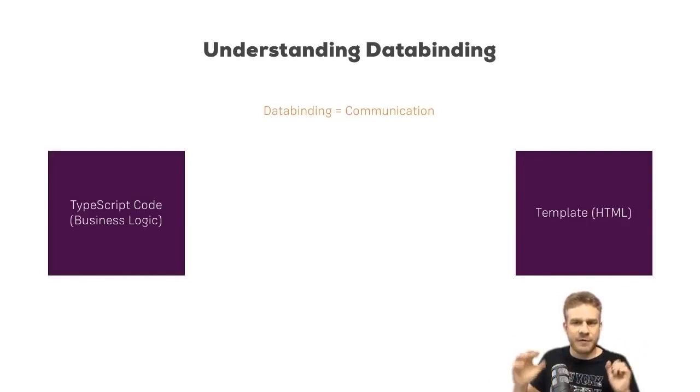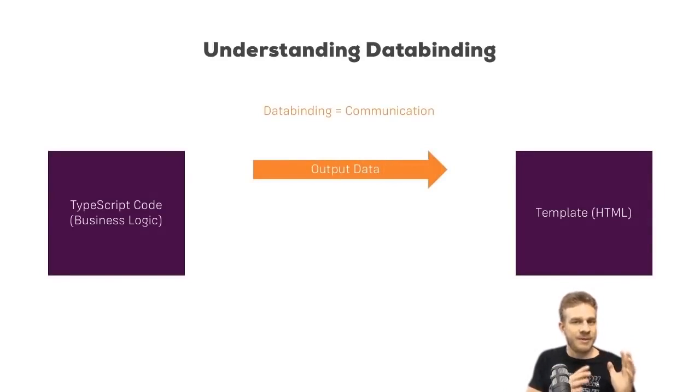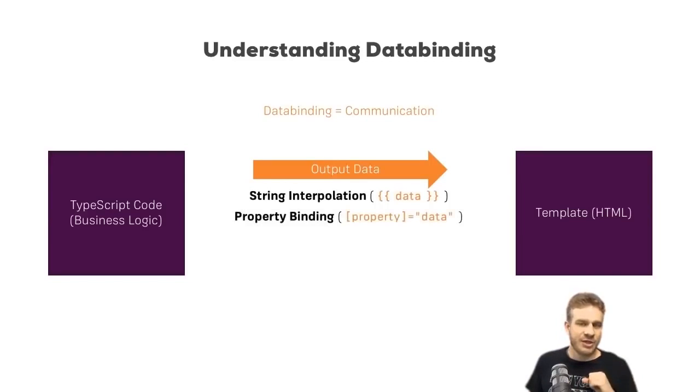And the only thing the user sees is the template. So we need some kind of communication between both pieces to be able to really, well, do something in our app. That is where data binding comes into play because it is responsible for this communication. We get different ways of communication now. For example, we want to output data from our TypeScript code in the HTML code, in the template. We can use string interpolation for this.